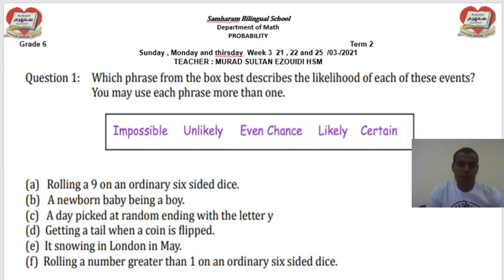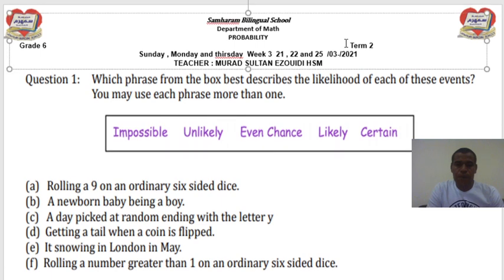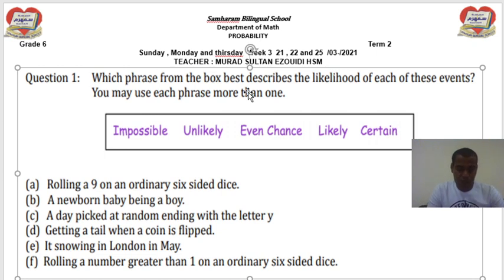This week we saw probability. Here we have Samahan Bilingual School, Department of Math, Probability, Class 6, Term 2. Sunday, Monday and Thursday, the third week, 21, 22 and 25 March 2021. Teacher Murad Sultan Zwidi. This lecture is dealing with probability. One student will at least focus on question number 1. I will give you time to read the instruction.